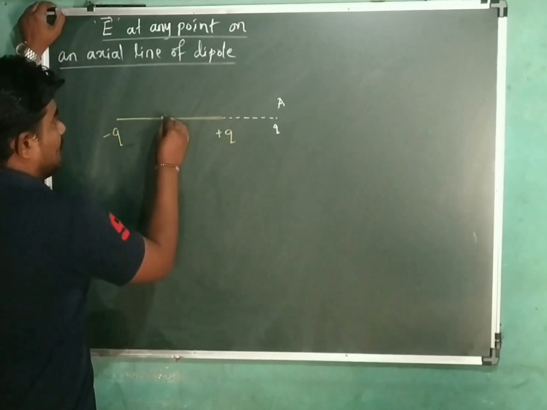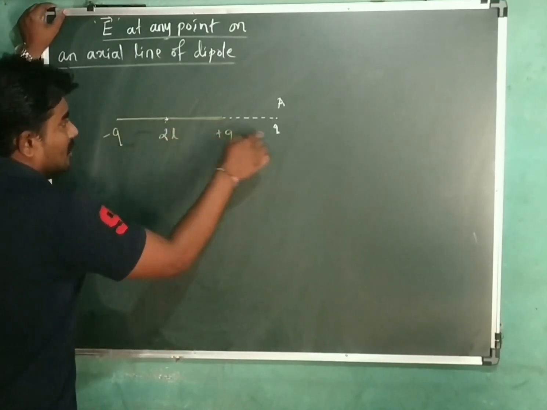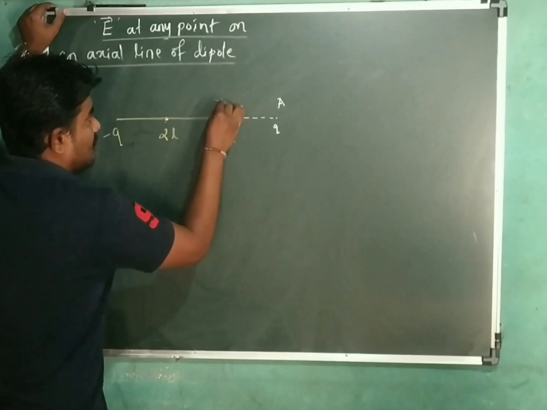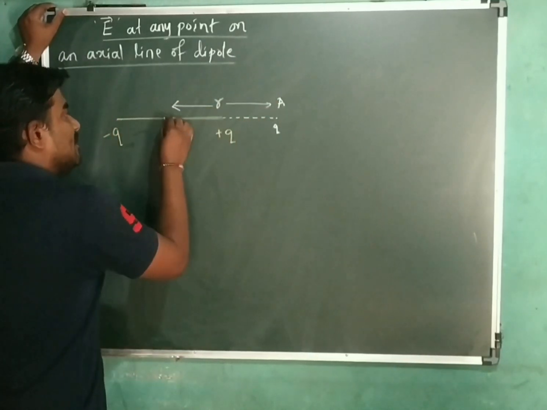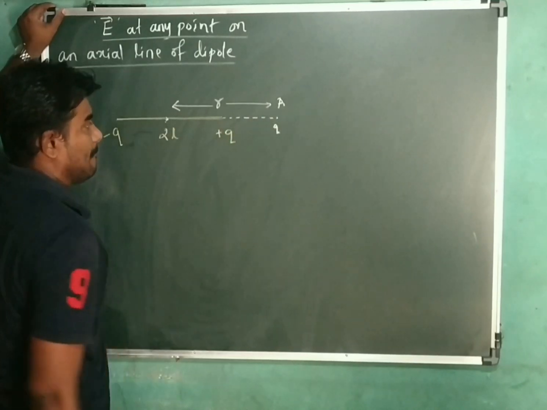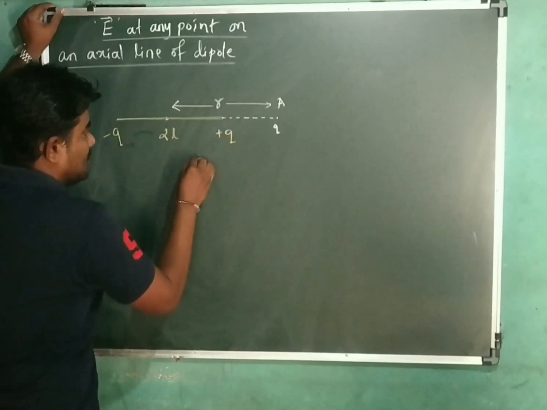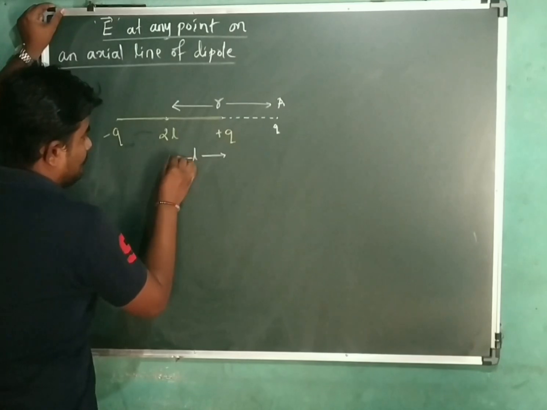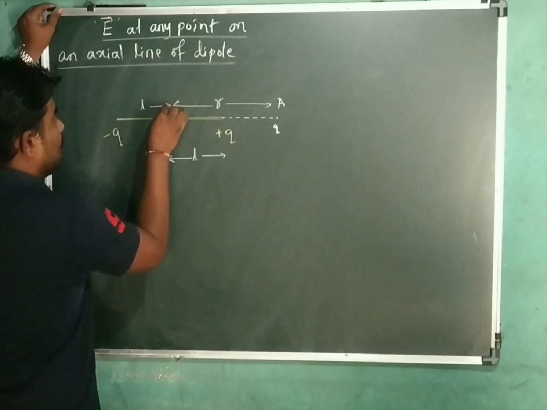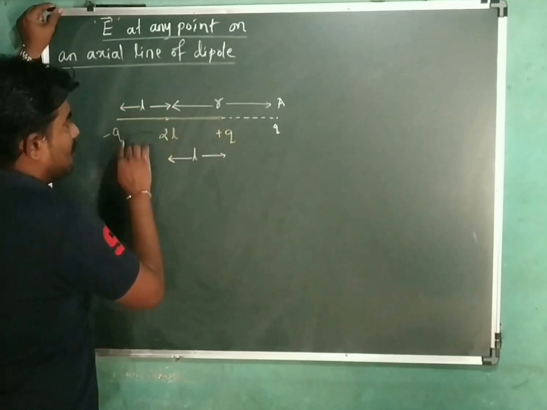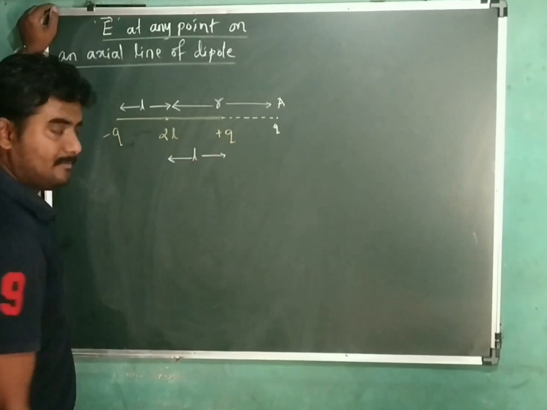And this is the center of dipole. From the center of dipole, this charge is located at a distance of r. Say this distance is r. R is the distance between center of dipole and point A. And as we know, the distance from the center of dipole to plus q is L, and also the distance between minus q and center of dipole is also L. Then and only then the distance between these two charges is going to be 2L. This 2L is called as what? It is dipole length.